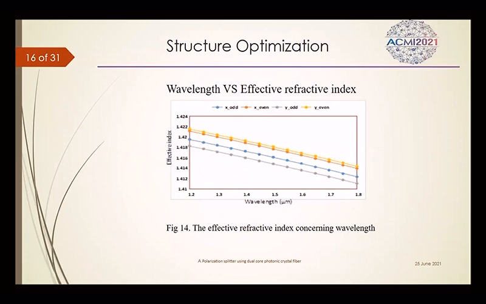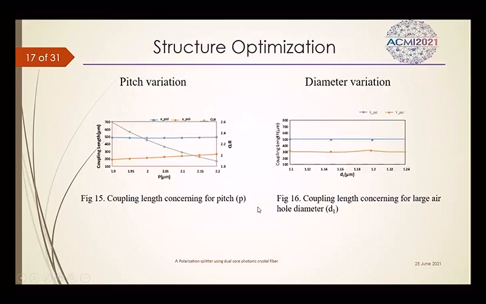This is the graph of wavelength versus effective refractive index. In this figure, it is shown how the effective refractive index changes with the variation of wavelength. And in this figure, the pitch variation is shown from 1.9 to 2.2 micrometer, so that we can get the optimized value.